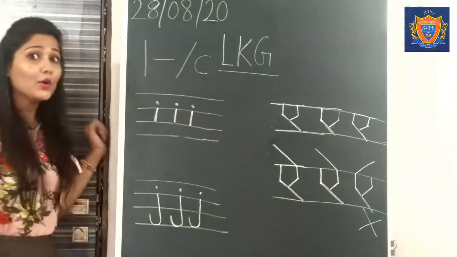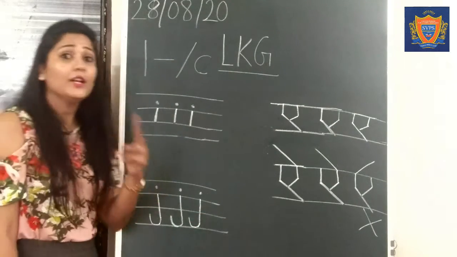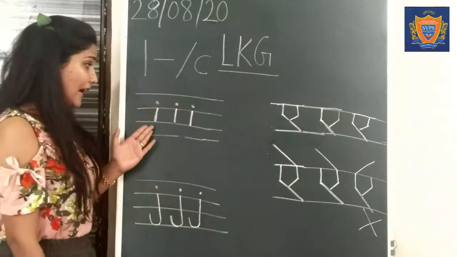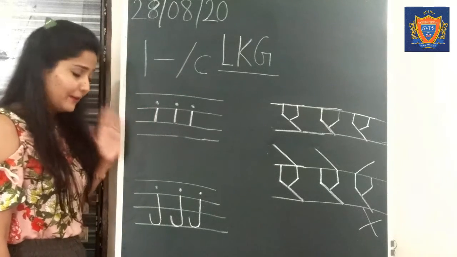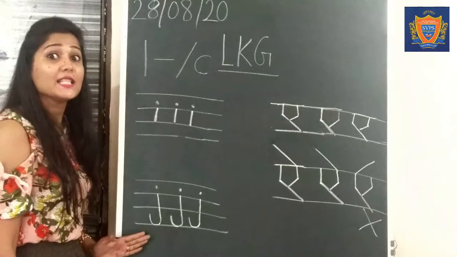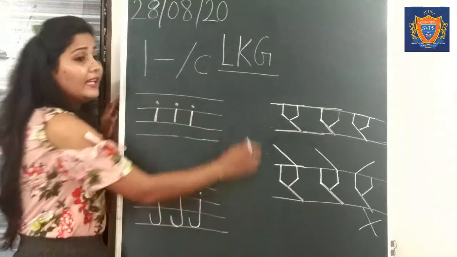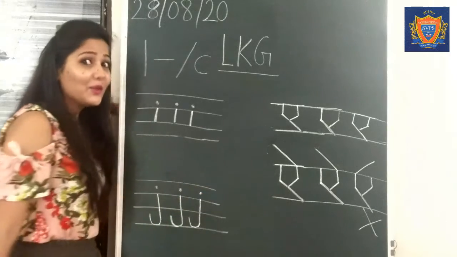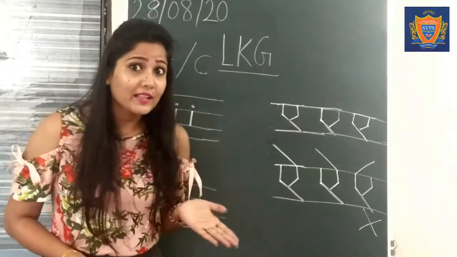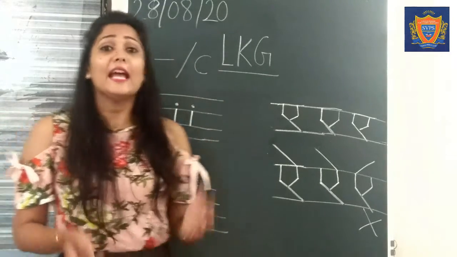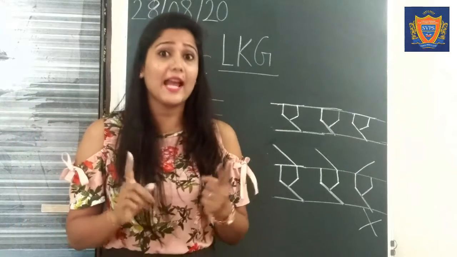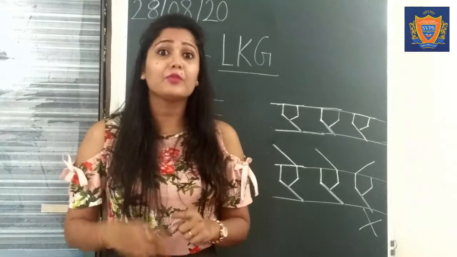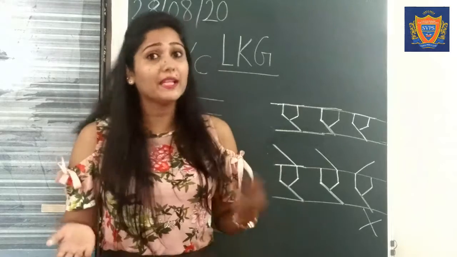Okay? So today we have learned two English alphabets. I for ice cream. J for jug. And in Hindi, A, A, Ka, I and a Ka. So kids, keep practicing these alphabets and akshars, okay? And speak and write. You have to speak and write, speak and write.